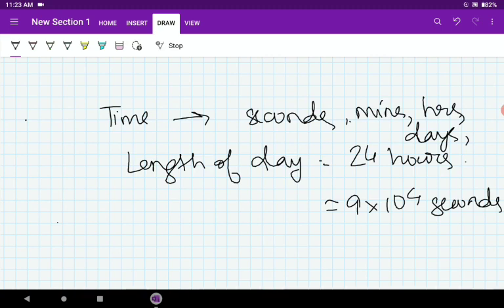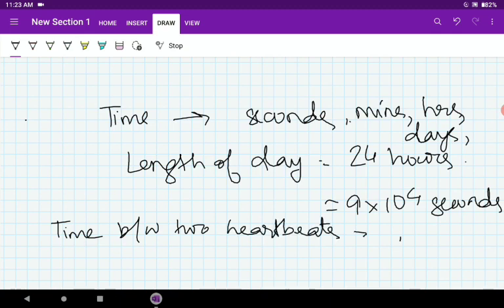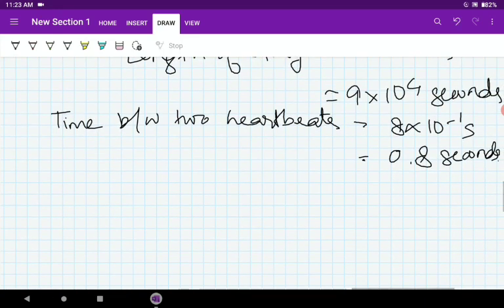Now what is the time between two heartbeats? Time between two heartbeats is 8 into 10 to the power minus 1 seconds, that is 0.8 seconds. With this I have an interesting thing. With this data you can actually measure the common heartbeat, the pulse rate, how many times your heart beats in 1 minute. You can find it very easily.